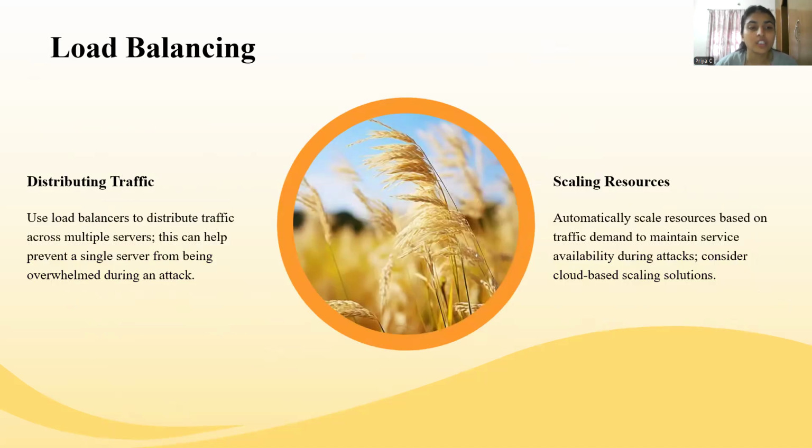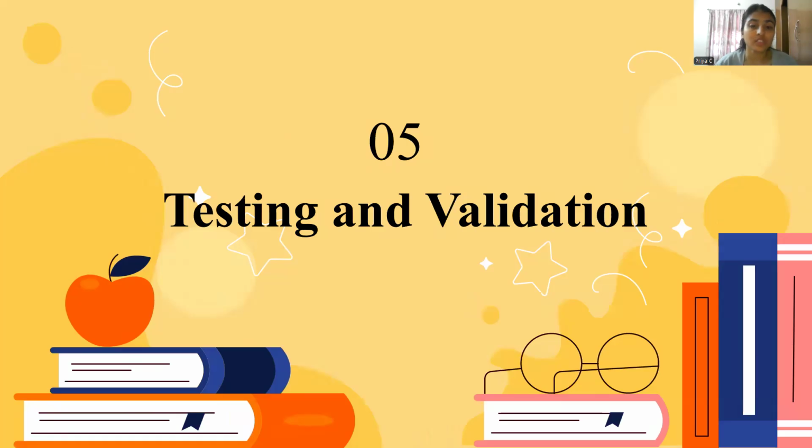Next is load balancing. In load balancing, we also have two major strategies. One is distributing traffic, another one is scaling resources. In distributing traffic, use a load balancer to distribute traffic across multiple servers. This can help prevent a single server from being overwhelmed during an attack. In scaling resources, automatically scale the resources based on traffic demand to maintain service availability during attacks. Consider cloud-based scaling solutions.